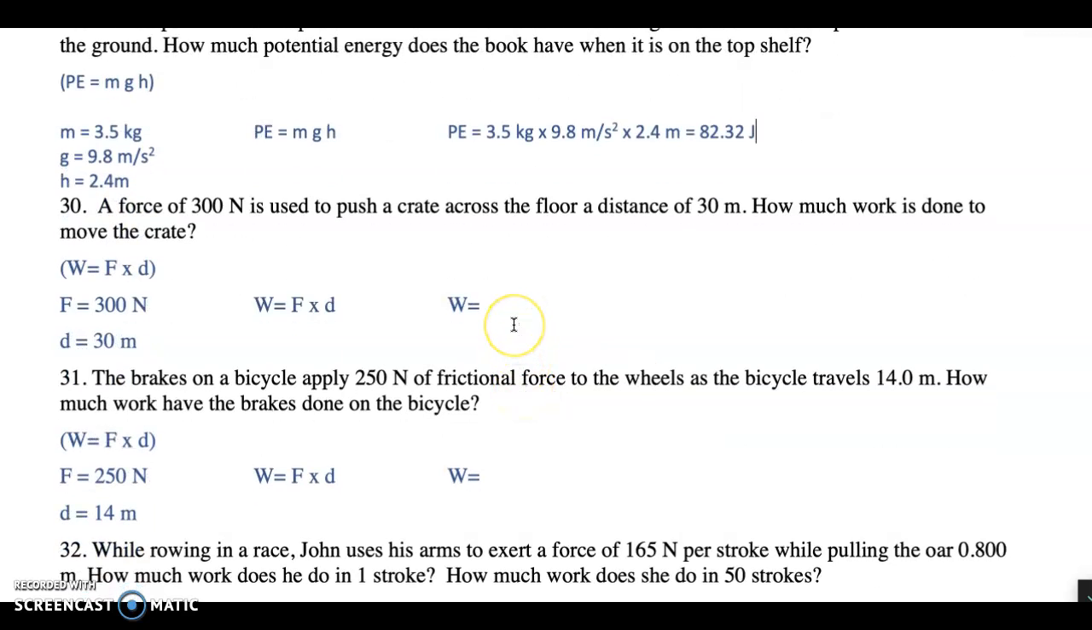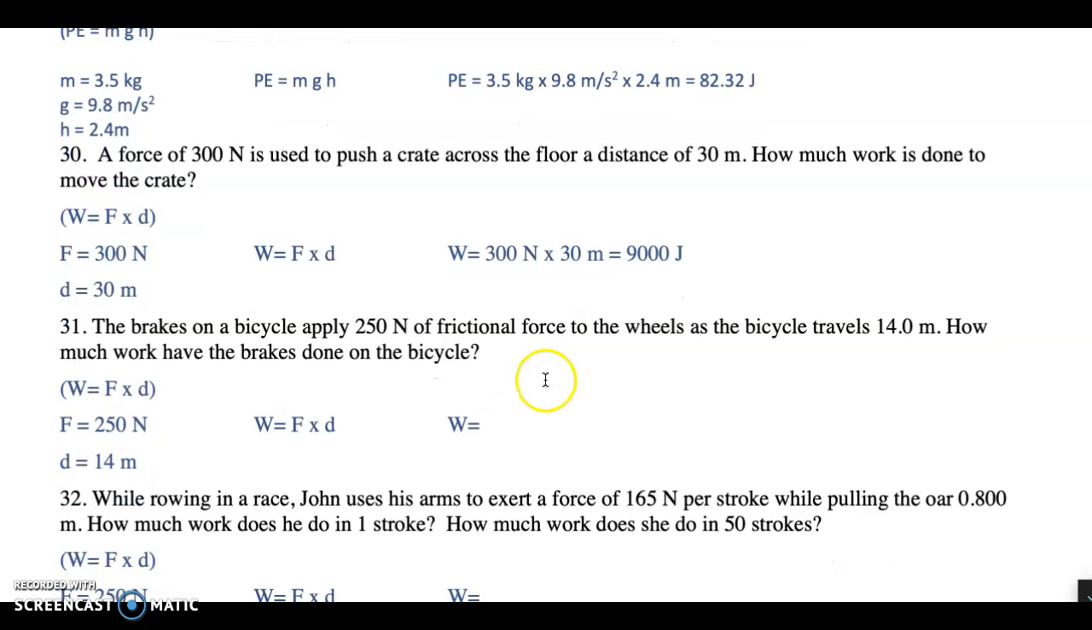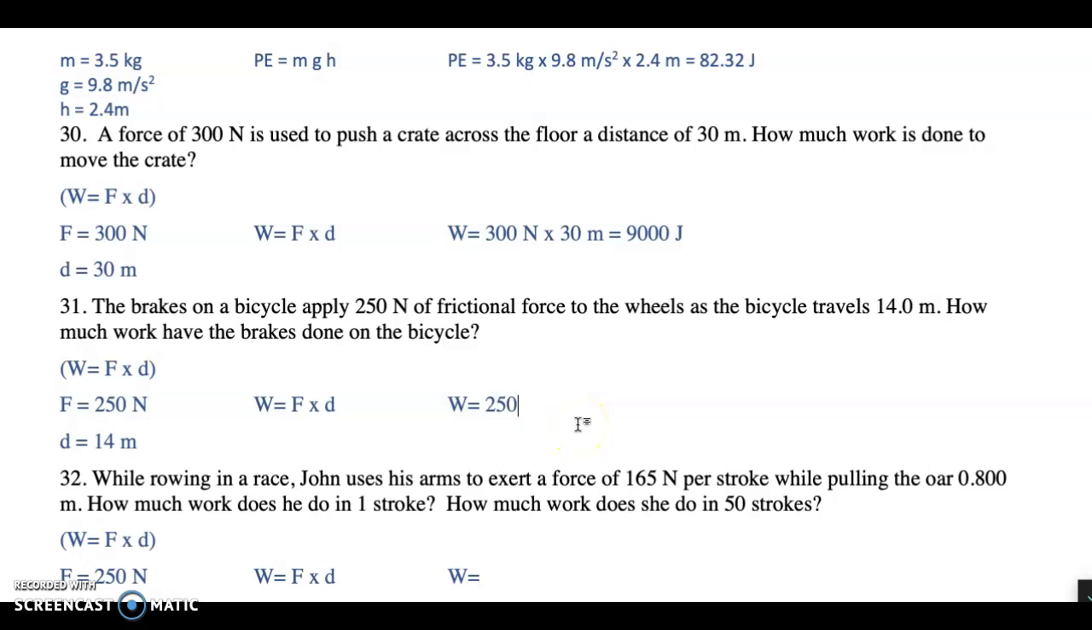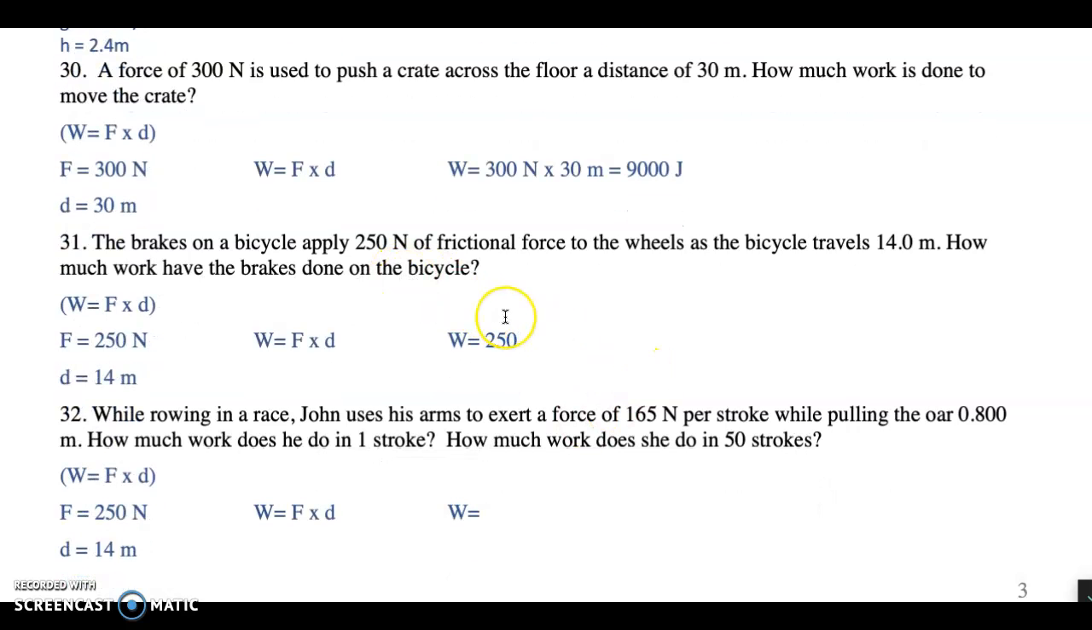Okay. Now we're moving on to work, which is force times distance. So force is 300 newtons times a distance of 30 meters, which is equal to 9,000 joules of energy. Same thing down here, different work because I got a different force and a different distance, which is equal to 250 times 14, which is equal to 3,500 joules of energy.